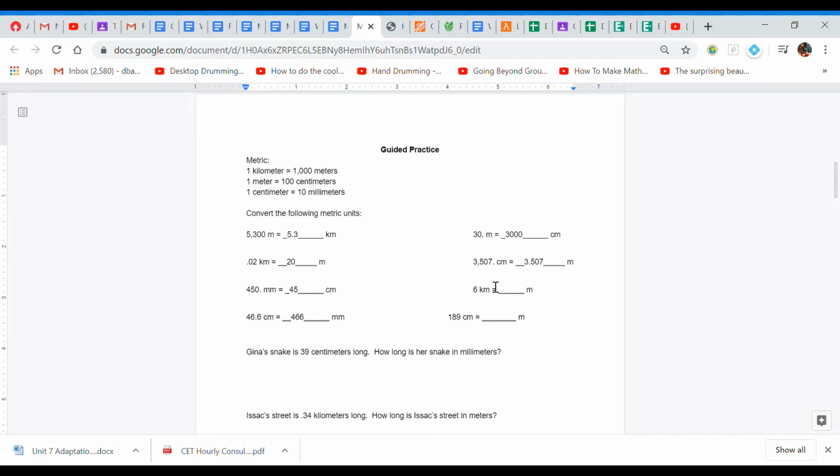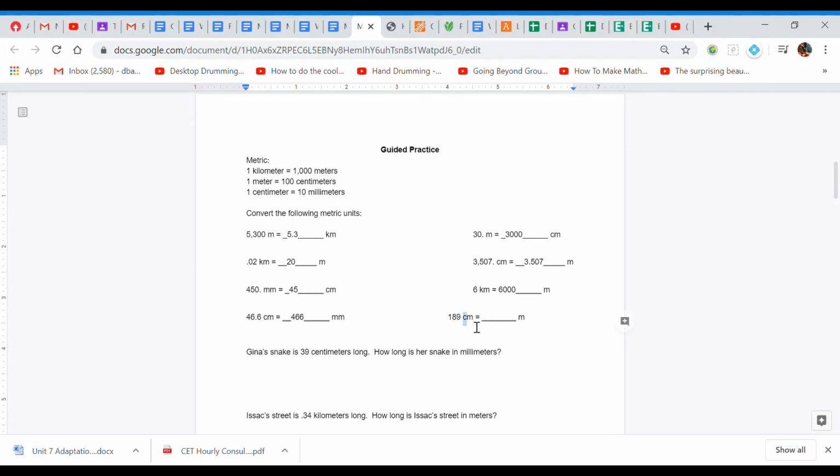Last two. Kilometers to meters. 1,000 meters make a kilometer. Kilometers are bigger than meters, so that means I need to multiply if I'm going to the smaller unit. 6 times 1,000. Hopefully you can just do that in your head and say that's 6,000. 6,000 meters.